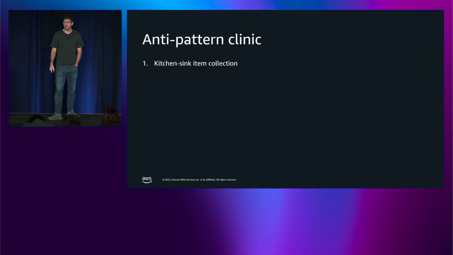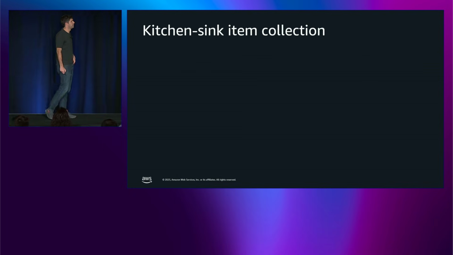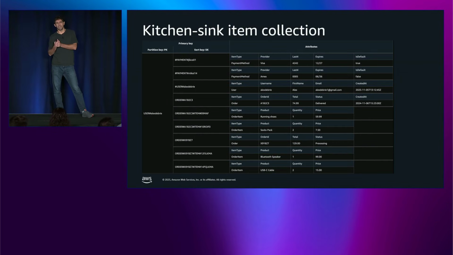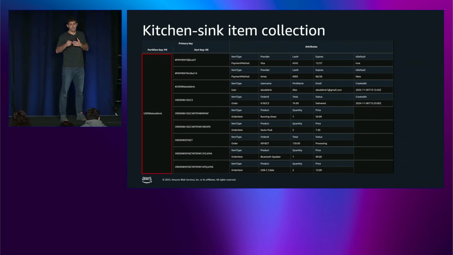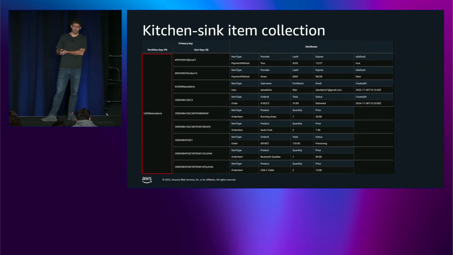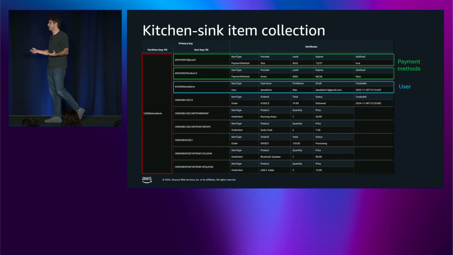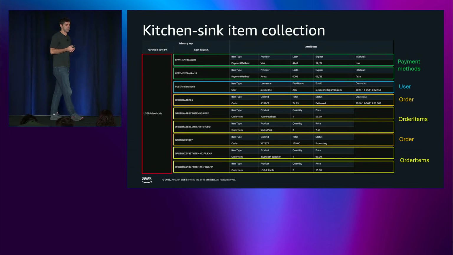I think the biggest one is what I call the kitchen sink item collection, where you're throwing everything into a single item collection. An item collection is all the records that share a given partition key. So someone will come to me and say, here's my data model. I have this particular partition key, which is for this given user. And in this item collection, I have four different entity types. I have some payment methods for that user, I have the actual user record, I have their orders, and I have their order items.